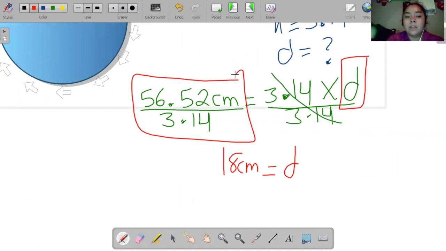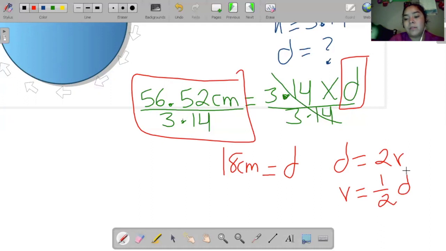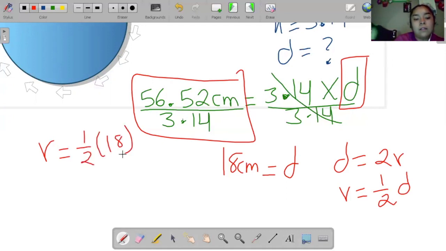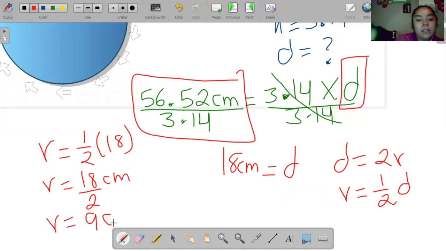But what about the radius? If you remember, at the beginning we said that the diameter is equal to 2 times the radius, and we also said that the radius is equal to half of the diameter. So if the diameter is 18 centimeters, what's the radius? The radius is half of the diameter. So R is equal to half of 18, which is 18 over 2. Don't forget units. So R is equal to 9 centimeters.